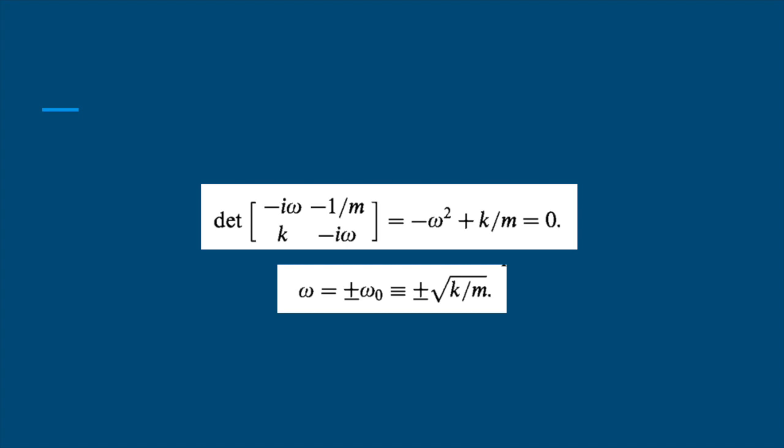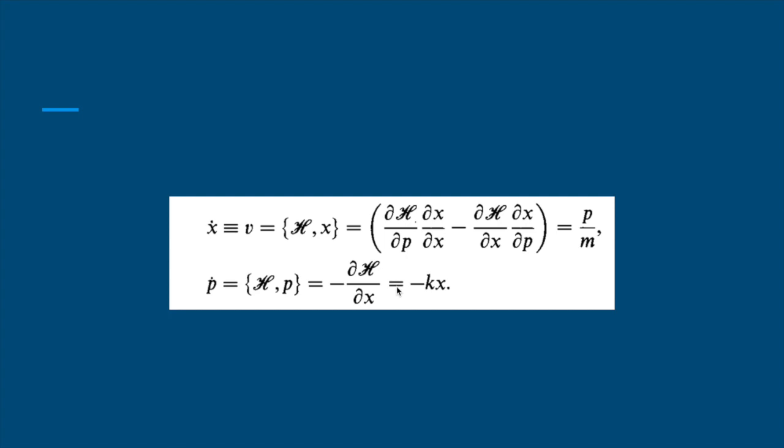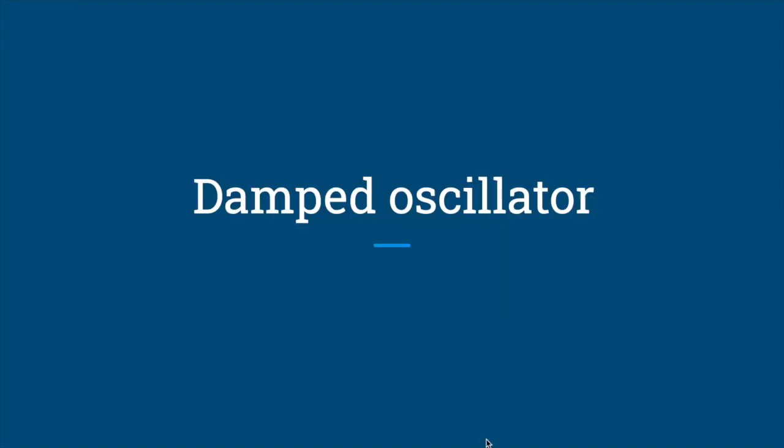The first order Poisson bracket relations can be converted into the second order differential equation of Newton's second law by using the previous two equations, and we can get the result as d square x by dt square plus omega naught square x equal to 0. Okay, now we look at the damped oscillator in brief.